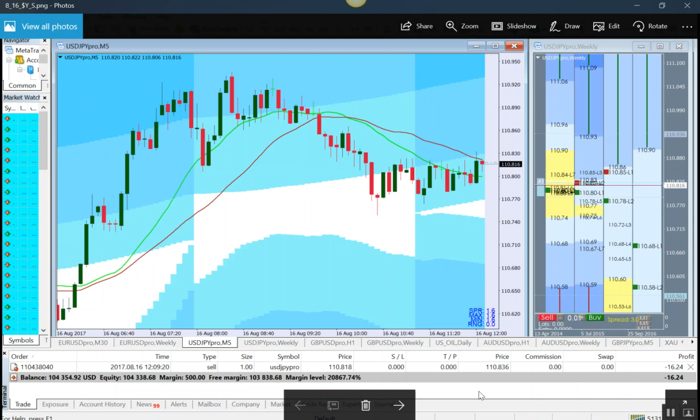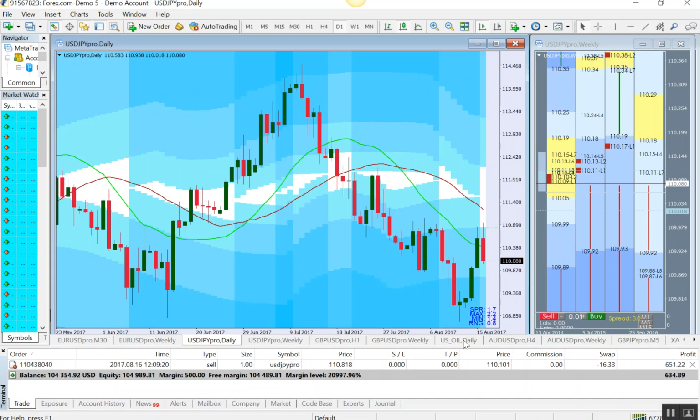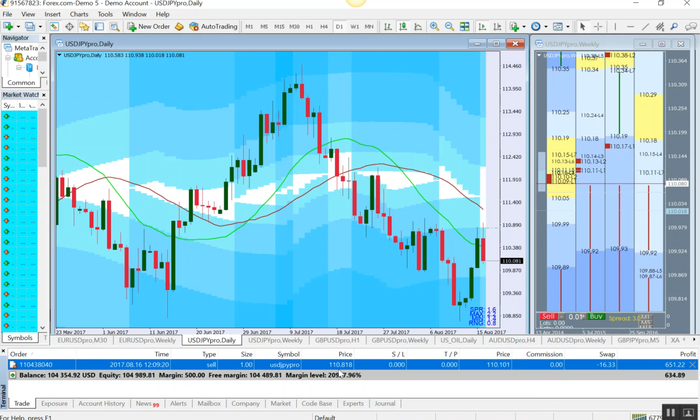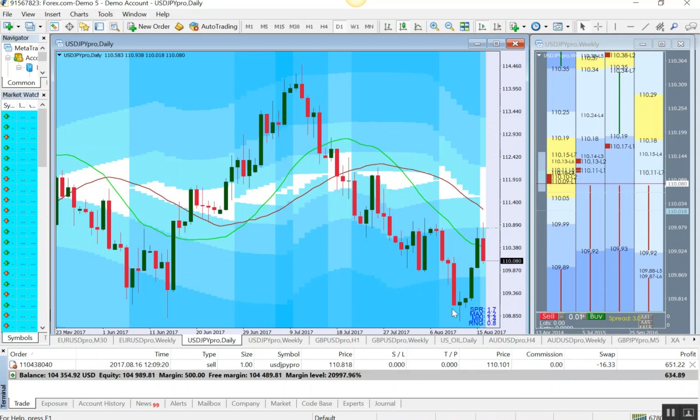So now it's close to 7 p.m. Eastern Standard Time, and let's look at what our trade is doing currently. So our dollar yen, we placed this at 110.81, and we have roughly 60 pips on the table. And if we look at our daily chart, you see this green dashed line here, that's where we went short, and now we're down at 110.08.